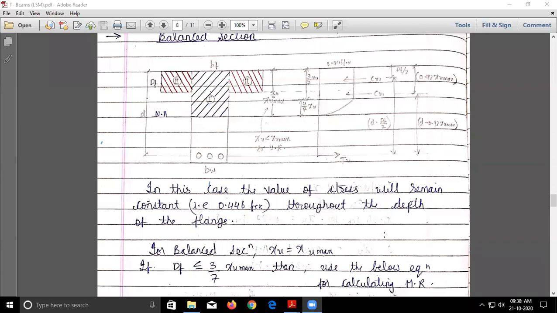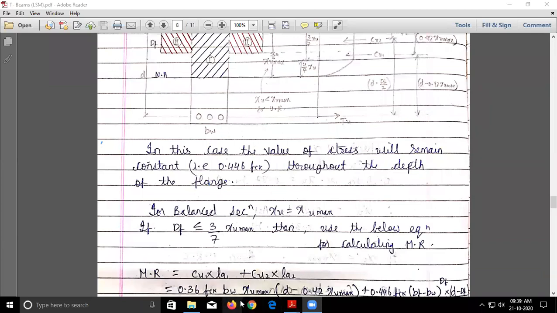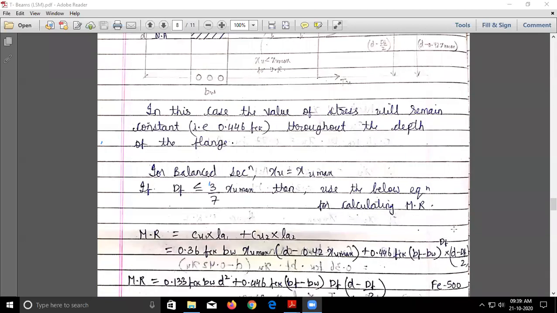So now let us see, in this case, for a balanced section, df is less than 3 by 7 xu. So for a balanced section, we know that xu equals xu max. And if df is less than 3 by 7 xu, then we have to use this formula for MR. So in this case, the MR equation will become what? MR will become Cu1 into lever arm 1 plus Cu2 into lever arm 2.